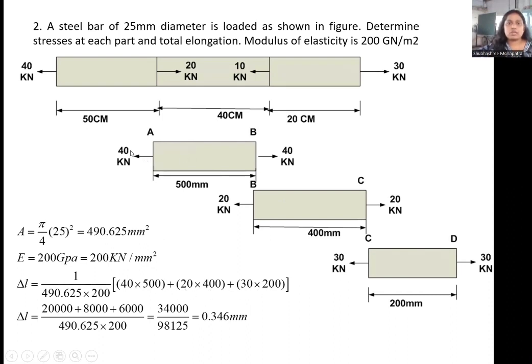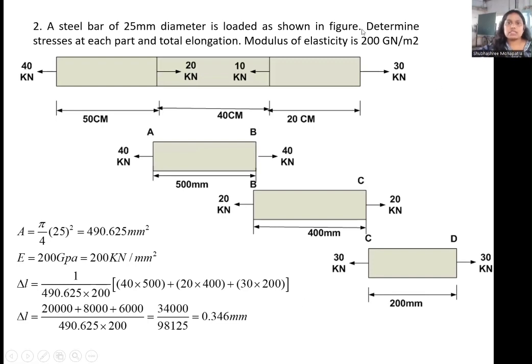For P1, L1: P1 is 40, L1 is 5. Then P2 is 20, L2 is 400. P3 is 30, L3 is 200. Okay, so after calculating, we are getting the change in length equal to 0.346 m.